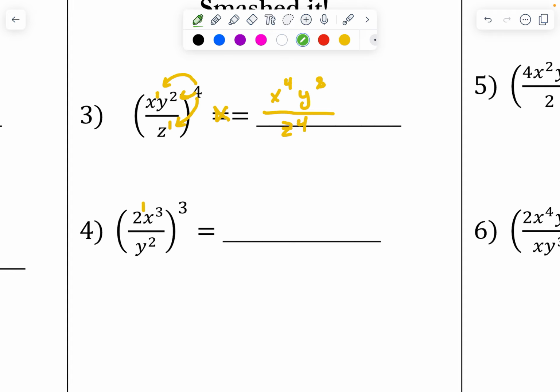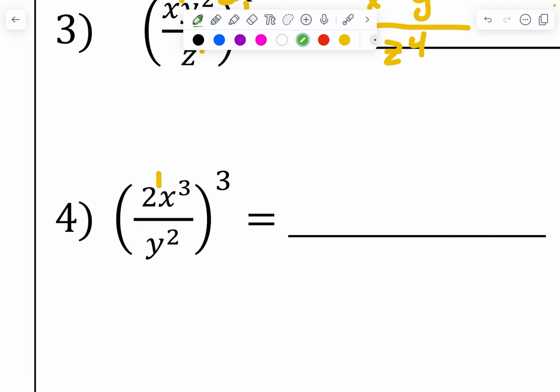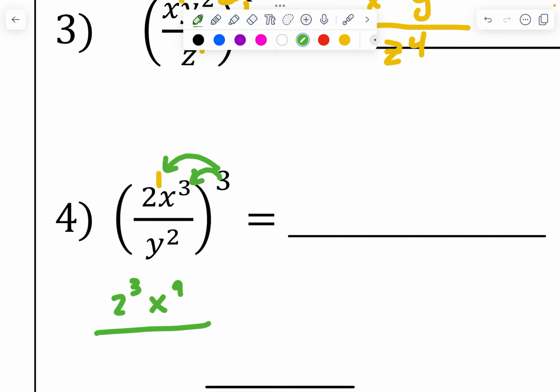I'm not really liking how that's looking, so let's change back to green. 2 to the power of 1 times 3, well, that's 2 to the 3rd. X to the power of 3 times 3, well, that's x to the 9th. And then y to the power of 2 times 3 is y to the 6th. Now, 2 times 2 times 2, well, that's just 8. And so I'm going to write 8 here.